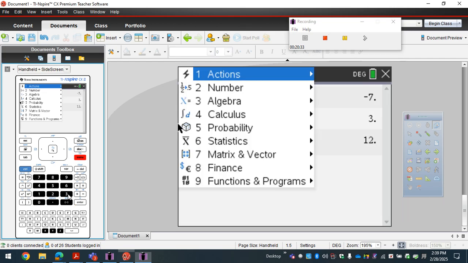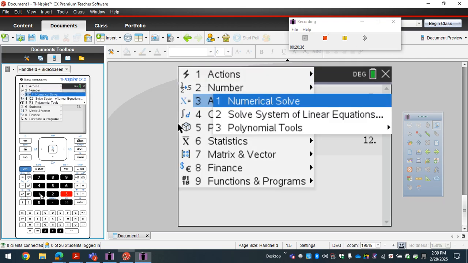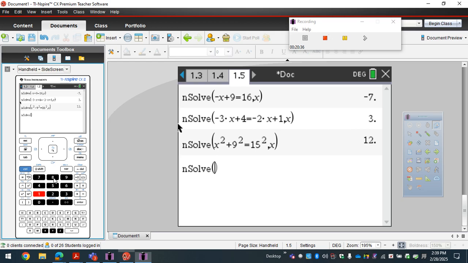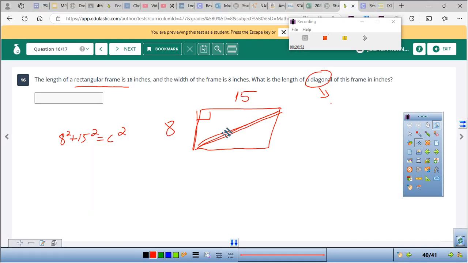We're going to go menu, 3, 1, and I believe it's 8 squared plus 15 squared equals c squared, comma c, gives me 17. So we'll come back over here. The diagonal from here to here is 17.